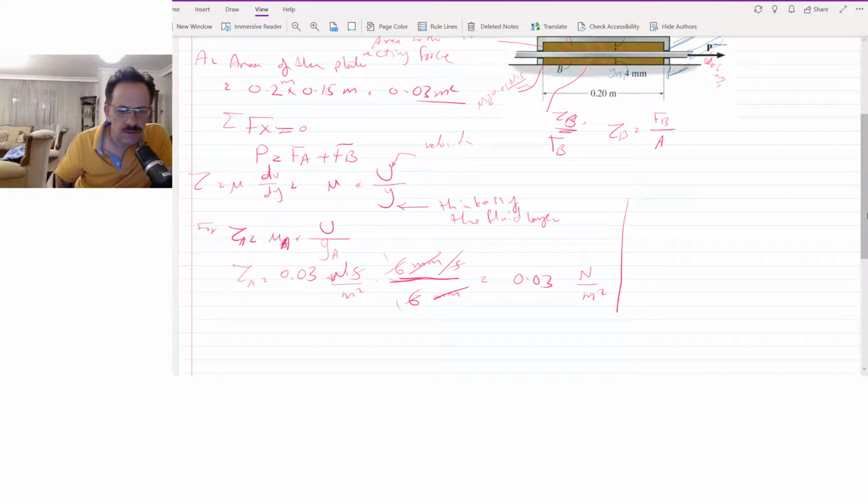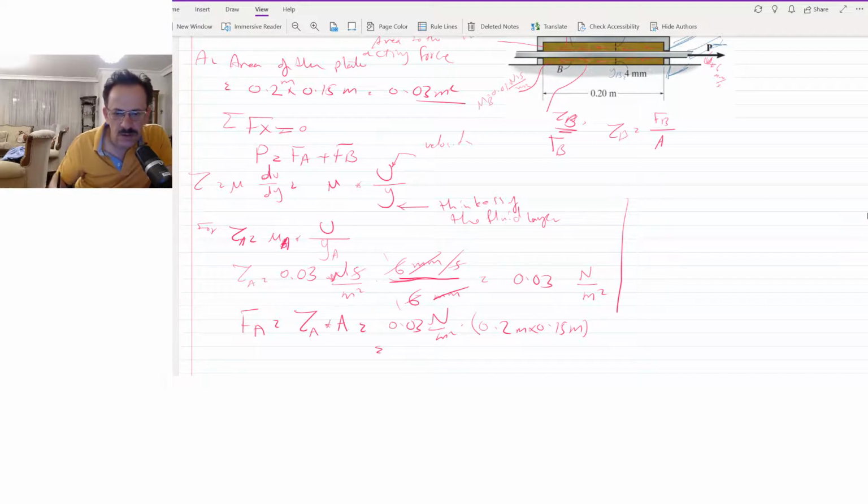Then the force at A will equal tau at A times the area, which means 0.03 Newton per meter square times the area of the plate, which is equal to 0.2 meter times 0.15 meter, and the result is equal to 0.0009 Newton, which means about 0.9 milli-Newton. This is for Fa.